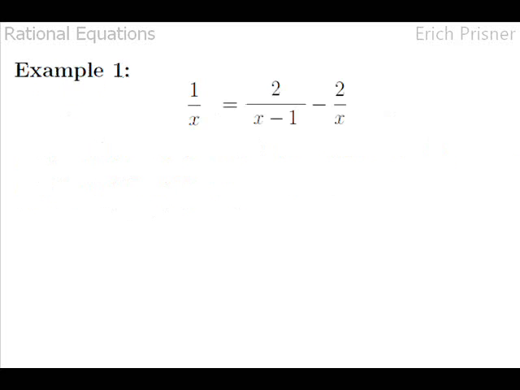In our first example, the LCD is just the product of the denominators x and x minus 1, so we have the simpler case. Although x occurs twice as denominator, it is used only once, since we only consider the different denominators. So you multiply by x times (x minus 1), what do you get?